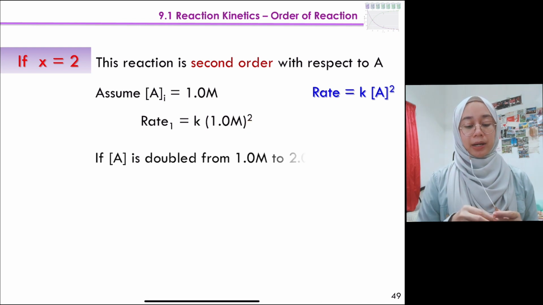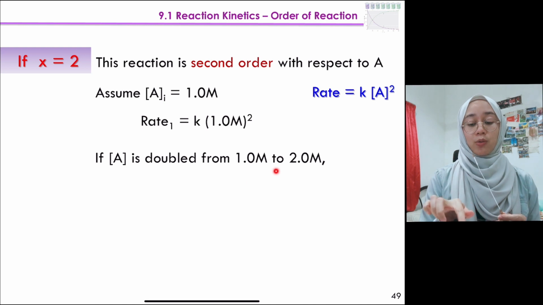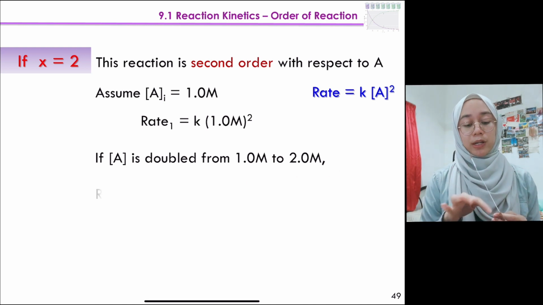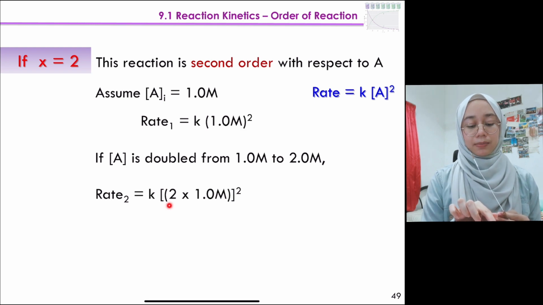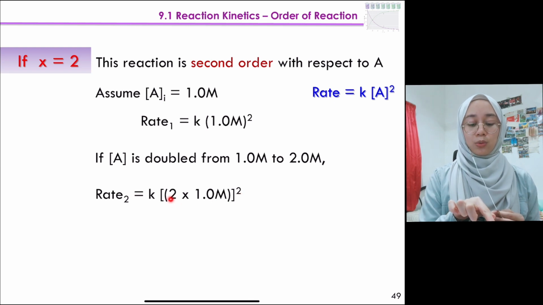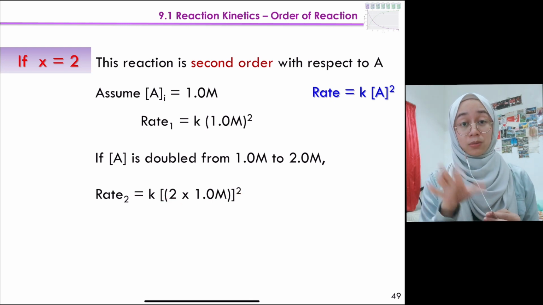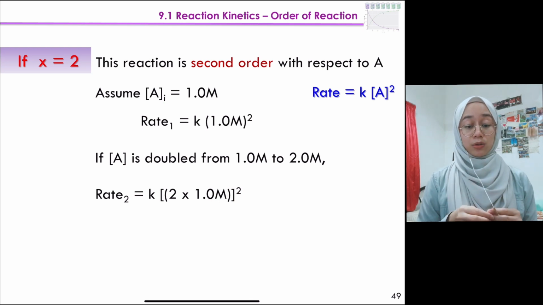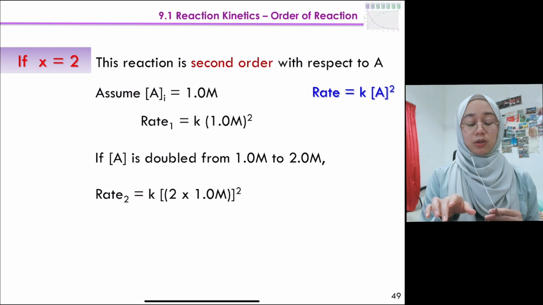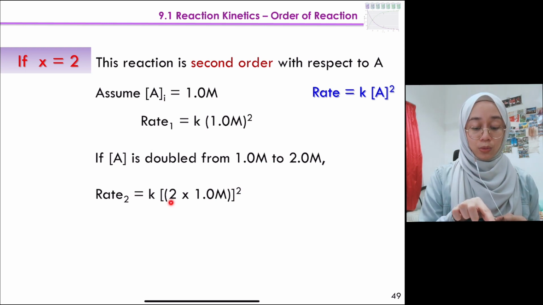Okay, but then what happens if A is doubled? If A is doubled, daripada 1 molar kepada 2 molar, kalau kita masukkan dalam new rate equation, now you will get this. Am I right? So 2 times 1 molar times 2. Tapi kelas, jangan lupa 2 ni pun to the power of 2. Bila kamu nak bawa keluar 2 tu supaya kita nak kaitkan dengan yang initial, make sure kamu bawa sekali 2 to the power of 2.